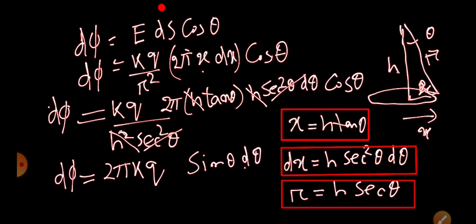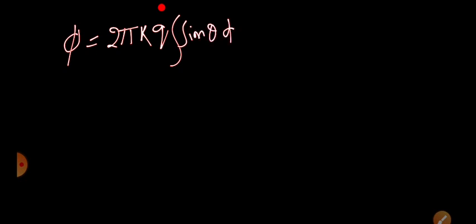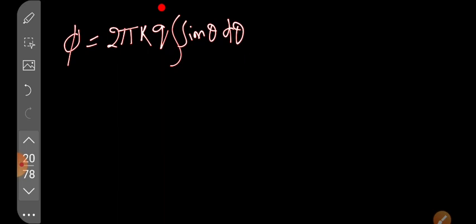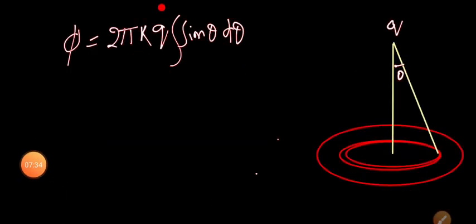This way I got the d phi. I integrate this, and the value of phi can be obtained. So phi is equal to the integral of 2 pi k q sin theta d theta. Let's check once again. So here x square is cancelled out and all the quantities get cancelled out. d theta is there, sin theta d theta is there, kq is there. Then we obtain this value here. So we have to integrate this equation. 2 pi kq goes outside, sin theta d theta. What will the limits be?